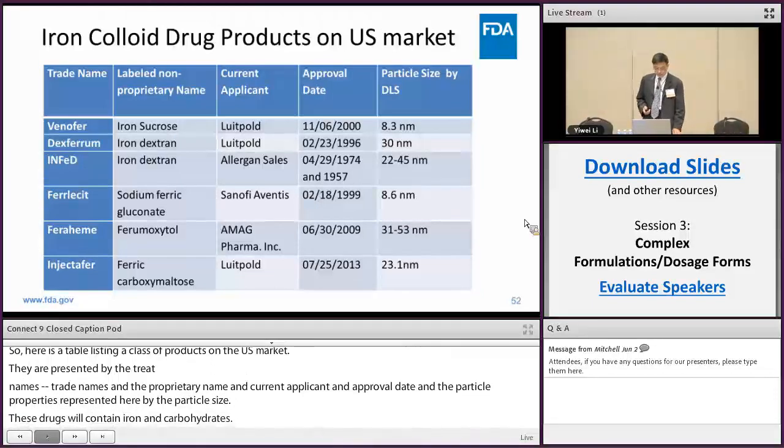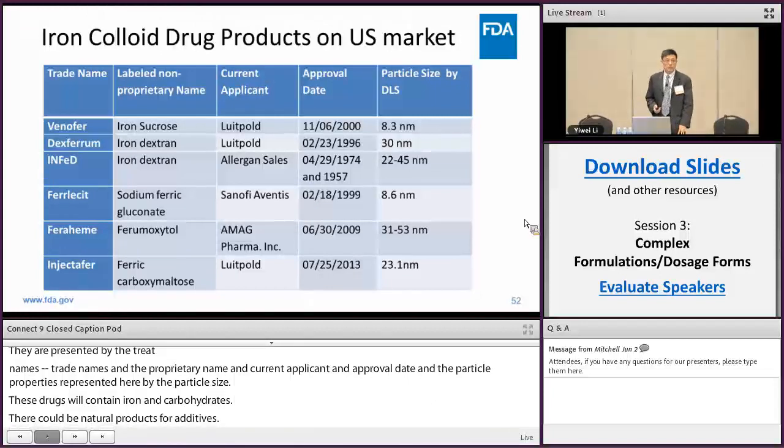One important feature is the particle size of the drug products. They are in the nanometer range. That is the reason why they're called colloid systems, because they are stable suspensions with very small particle size.